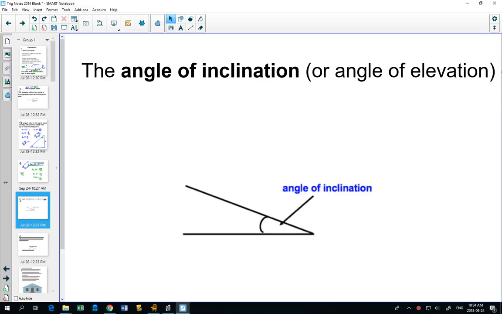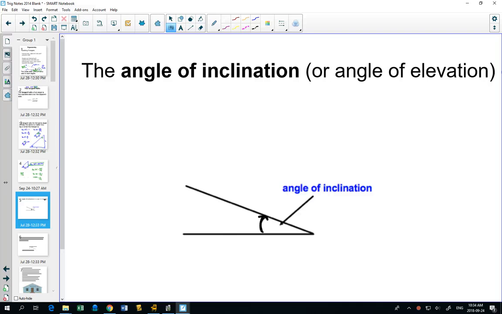Sometimes a question will talk about an angle of inclination. Angle of inclination is when you start from the horizontal, which is like starting from the ground and looking up. That would be your angle of inclination. Maybe add an arrowhead that shows that you start from an angle going up.